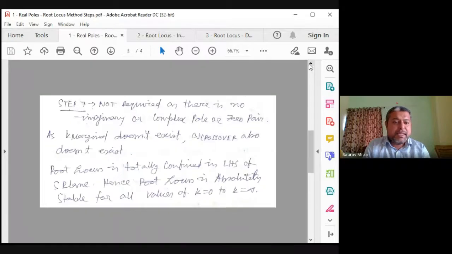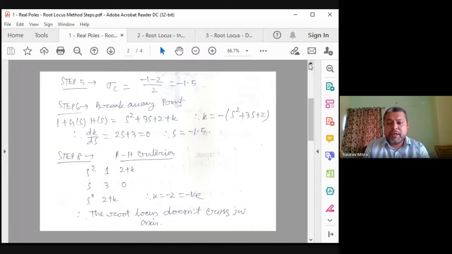What is the next step? Next step is step number 6, finding the breakaway point. For the breakaway point, you are supposed to find the characteristic equation of the closed loop system. So 1 plus GSHS, where GSHS is given by K divided by (S plus 1) into (S plus 2). We have to take only the numerator of 1 plus GSHS. If you write 1 plus K divided by (S plus 1)(S plus 2), you will find that the numerator will be (S plus 1)(S plus 2) plus K.